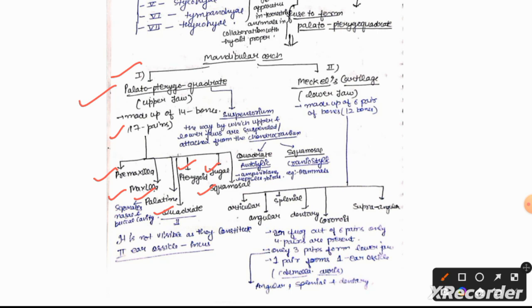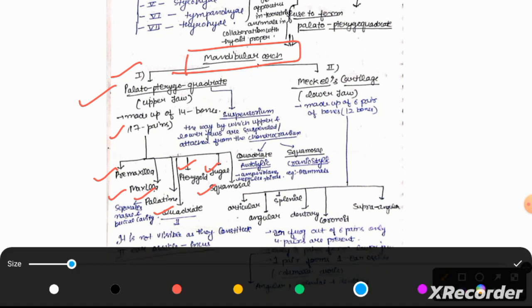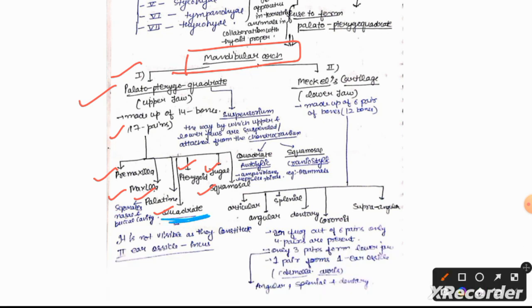That is the upper jaw that is formed by the first visceral arch, and this first visceral arch is known as the mandibular arch. Out of these 7 pairs of bone, only quadrate are not visible because they constitute the second ear ossicle. The second ear ossicle is the incus region.